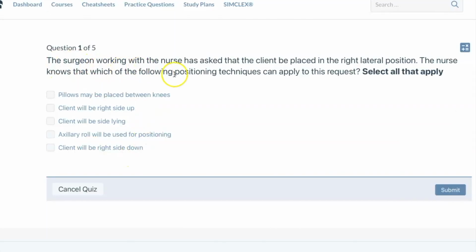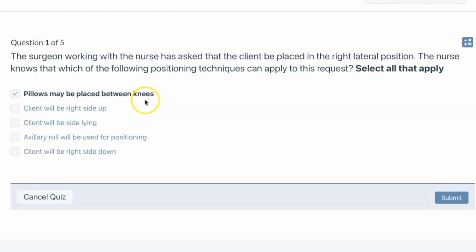The surgeon working with the nurse has asked the client to be placed in the right lateral position. The nurse knows that which of the following positioning techniques can apply to this request. Pillows may be placed between knees. Client will be side lying. Lateral is on your side. An axillary roll will be used for positioning, and the client will be right side down.